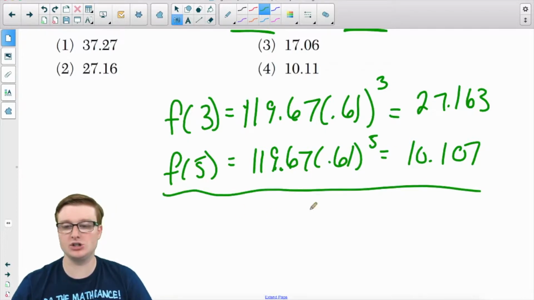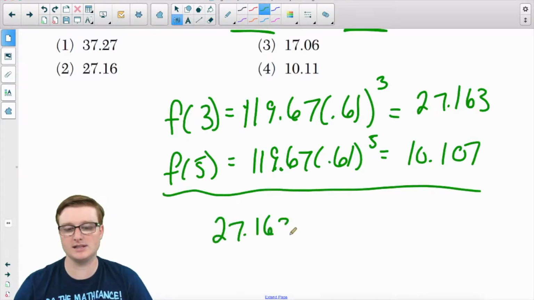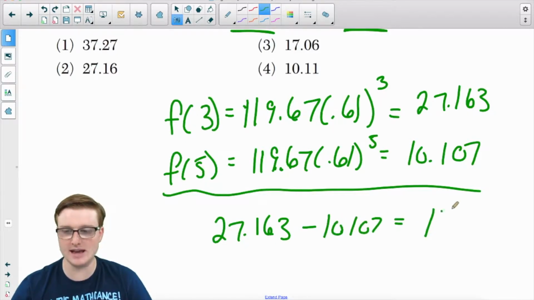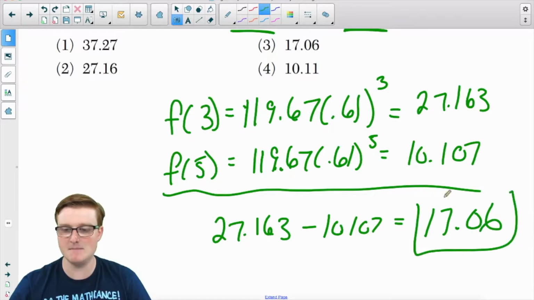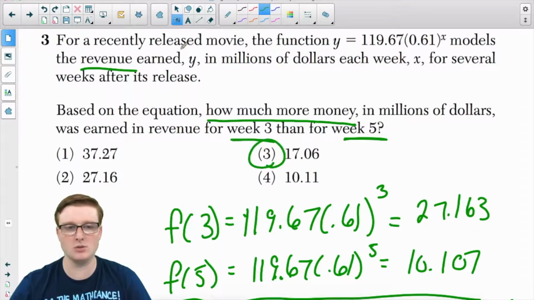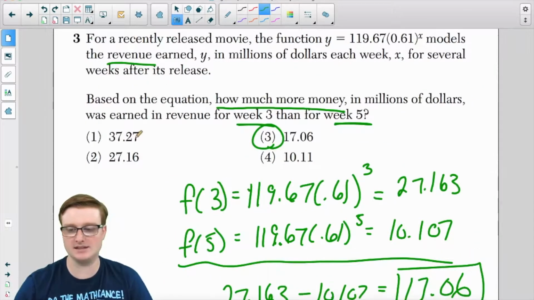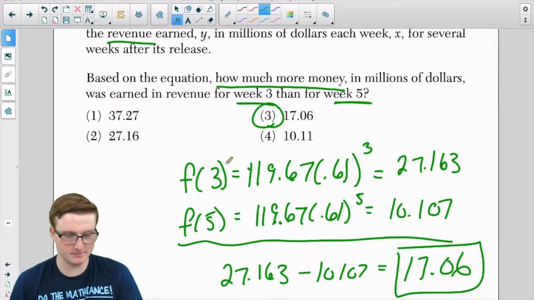Now, all you're going to do is you're just going to subtract these. So 27.163 million minus $10.107 million is equivalent to $17.06 million is the amount of revenue that is earned from this movie. And that's going to be choice 3.